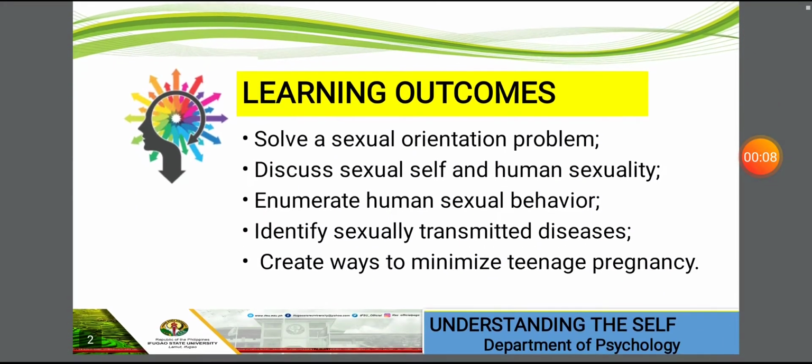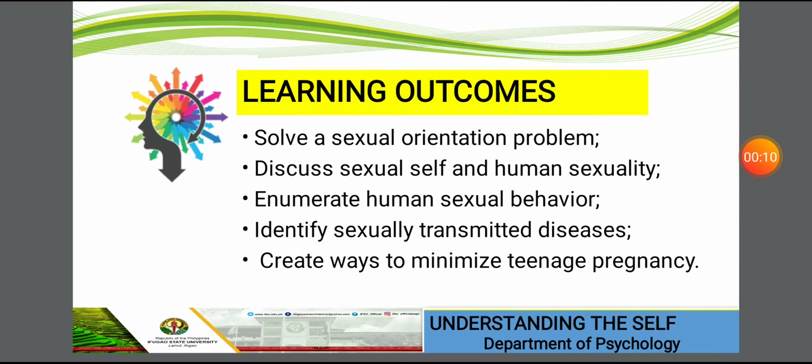So these are the expected learning outcomes that you should be able to manifest after our recorded learning session. First, you'll be able to solve a sexual orientation problem. Second, discuss sexual self and human sexuality. Third, enumerate human sexual behavior. Fourth, identify sexually transmitted diseases, and of course, create ways to minimize teenage pregnancy.